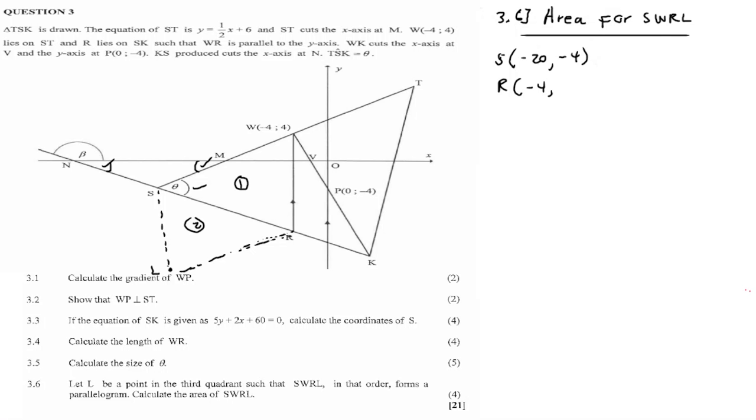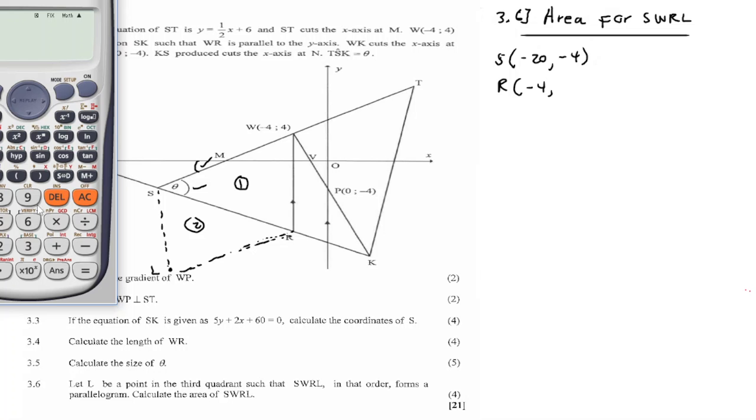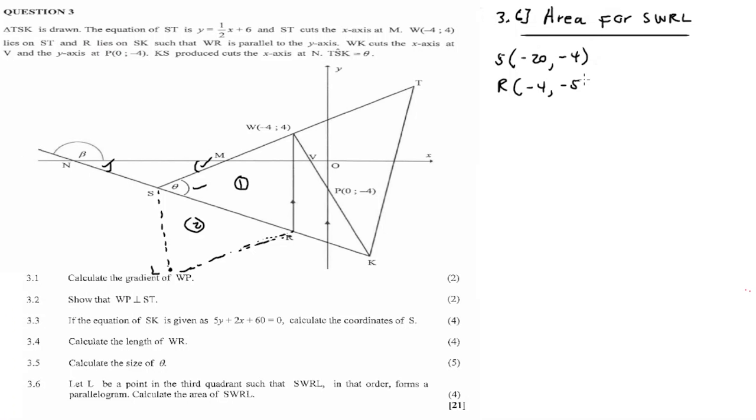Okay, let's calculate quickly because I have erased it here. So the coordinate of R, I'm going to use SK. So coordinate Y is 2 times -4 plus 60, so it was -52. Yes, I remember now. -52 over 5. Now I have the coordinates of S and R. Now here I can calculate SW and SR, their lengths.